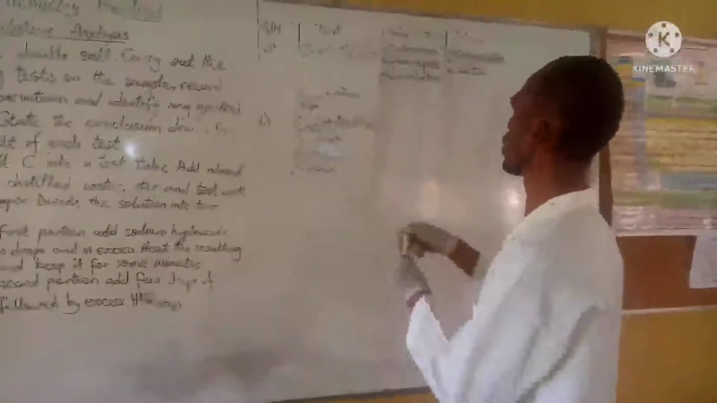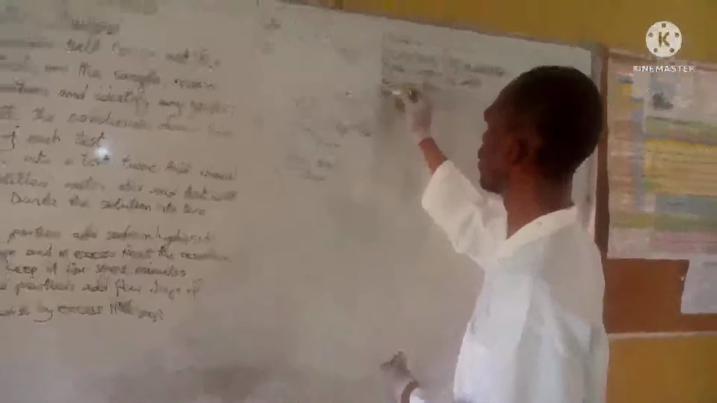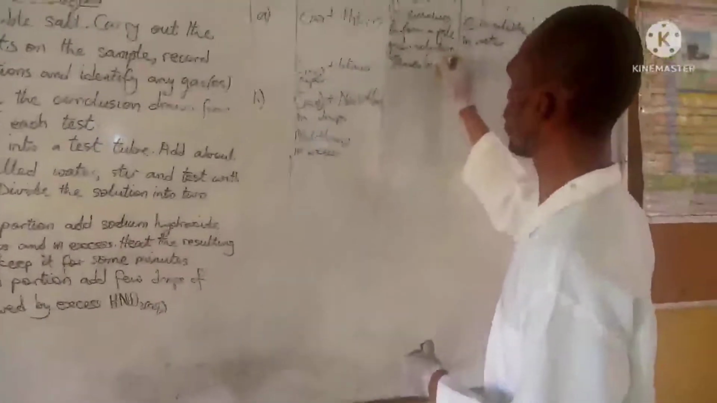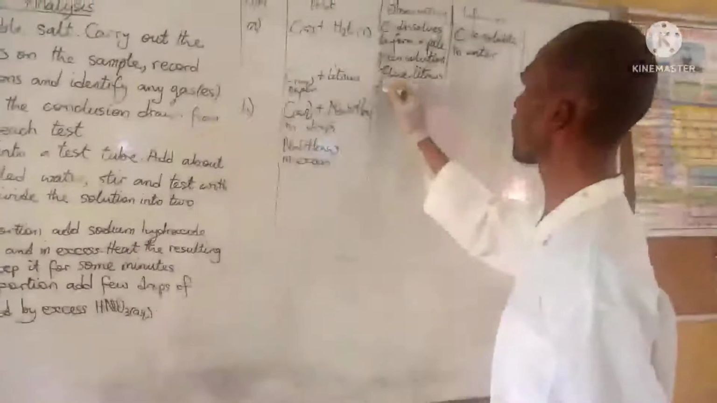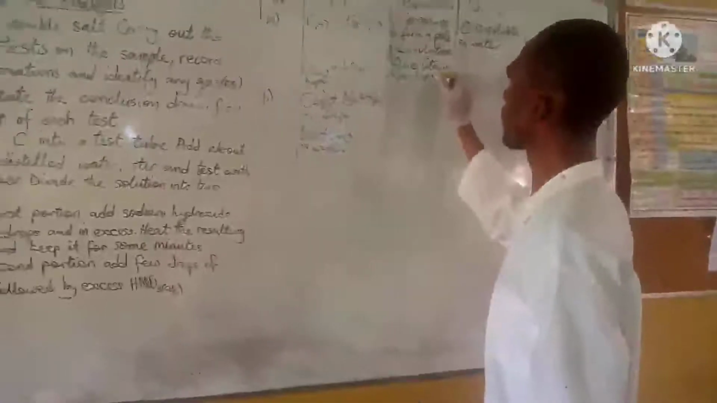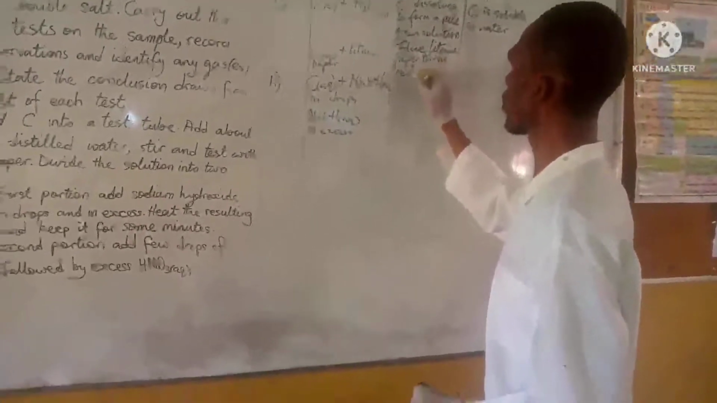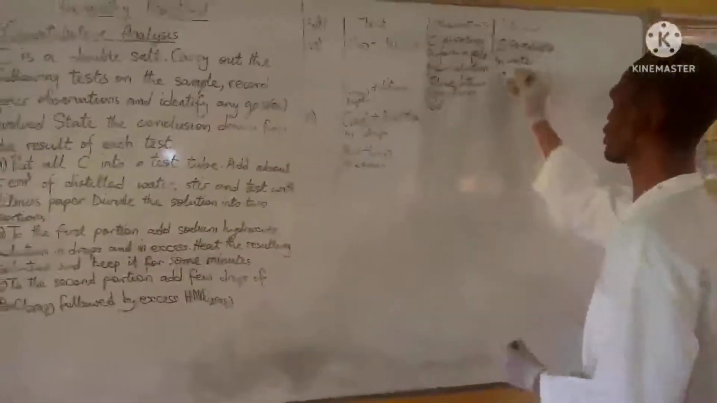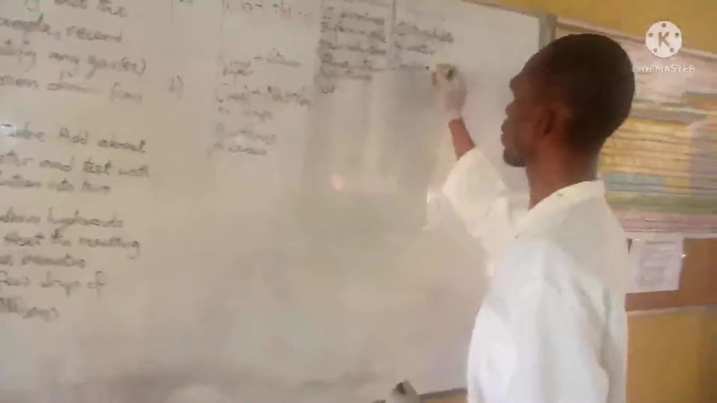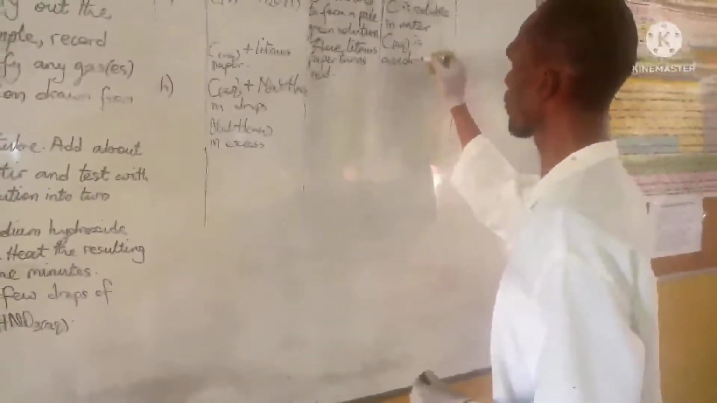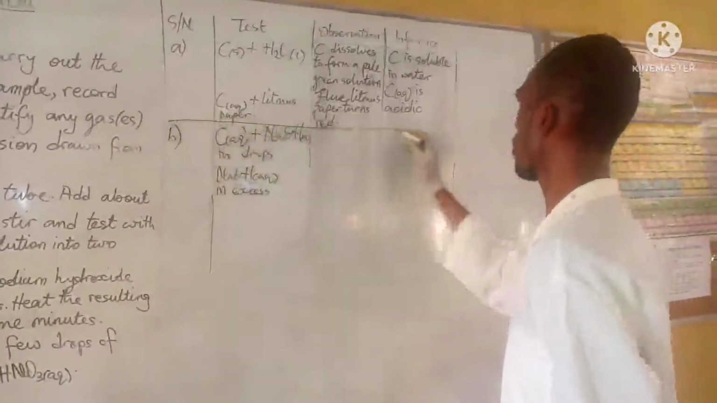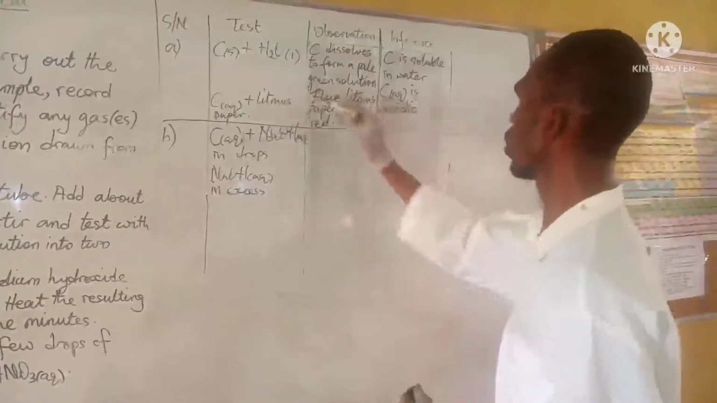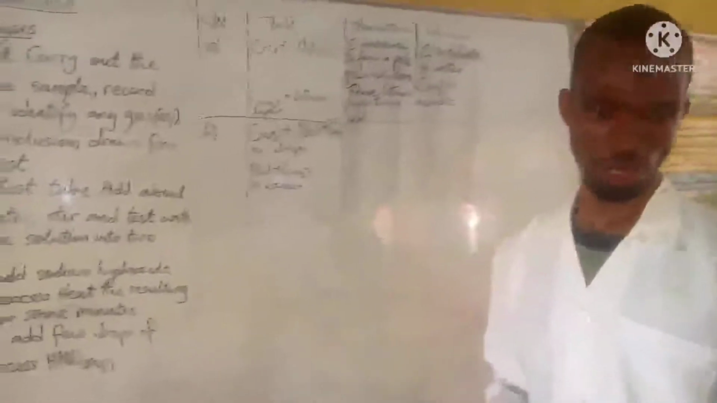Now we have the litmus test. Blue litmus paper turns red. Of course, we know by this it means that C aqueous is acidic. That is, the aqueous solution of C is acidic. This is the first one. Make sure that your test corresponds with the observation and the inferences.